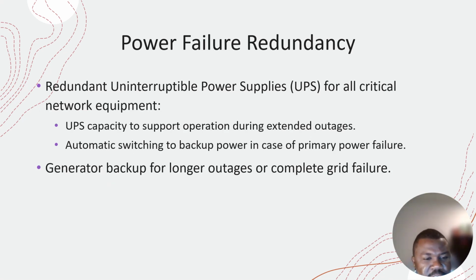Now let's dissect these strategies individually. Here we will talk about power failure redundancy. Our strategy will be to use uninterruptible power supply for all critical network components. To achieve this, we will use UPS capacity to support operations during extended outages. We will also employ automatic switching to backup power in case of primary power failure. We will also have generator backup for longer outages or complete grid failure. All of this will ensure that we do not have power failure issues.